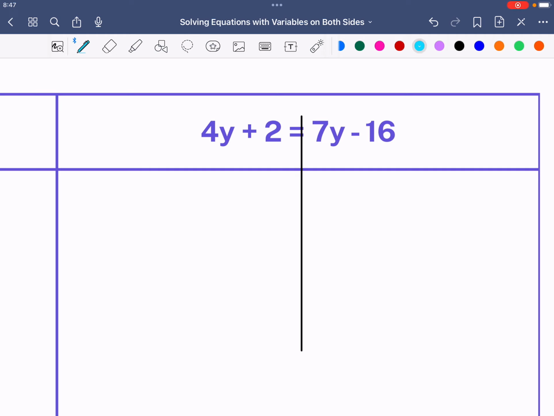We have a 4y and a 7y. So we're moving on to that second step of moving the variables to the same side. I like to move my smaller one, 4 is smaller than 7, just because I don't want to get a negative in front of my variable.